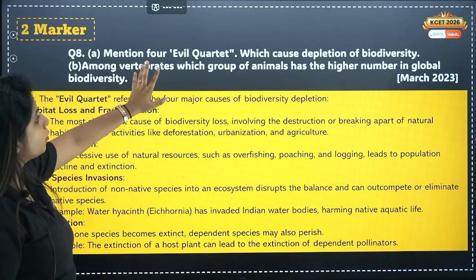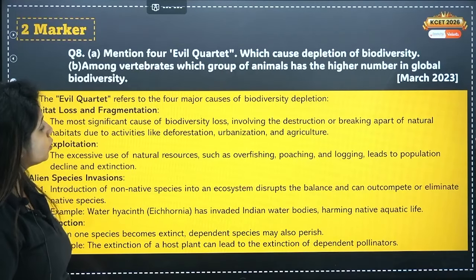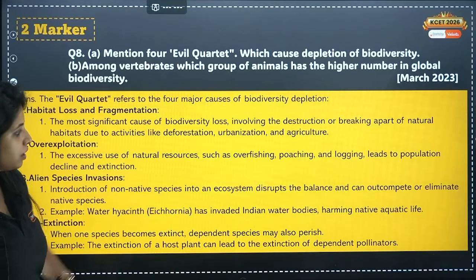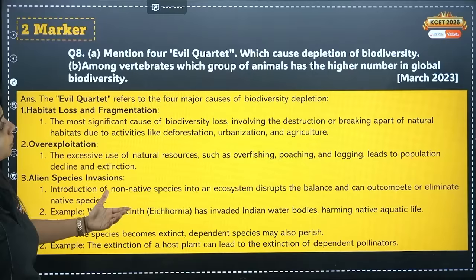Now, mention the evil quartet. We already mentioned that. Give the examples for each of them. I spoke about that, but you should also be knowing.